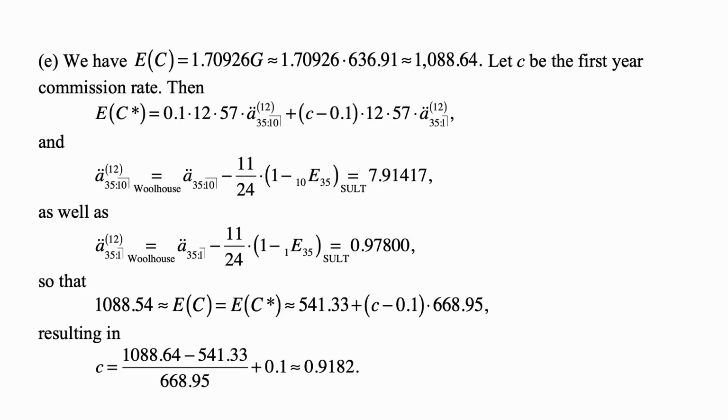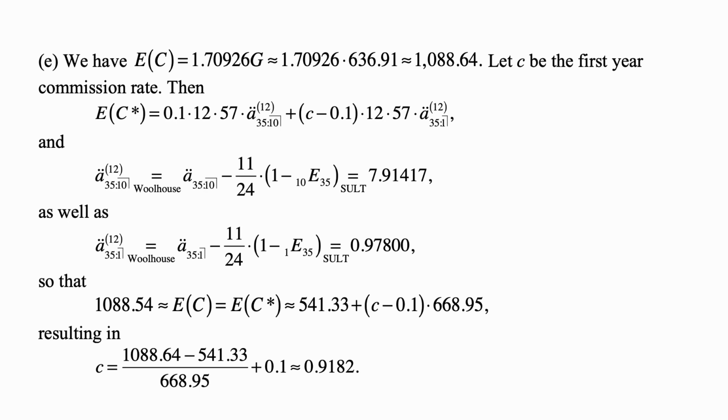For Part E, we have the expected value of C equal to 1.70926 G. So it's approximately 1.70926 times 636.91, and that's 1,088.64. Let c be the first year commission rate. Then the expected value of C star is 0.1 times 12 times 57 times ä35:10 upper 12, plus c minus 0.1 times 12 times 57 times ä35:1 upper 12 for the first year, of course.